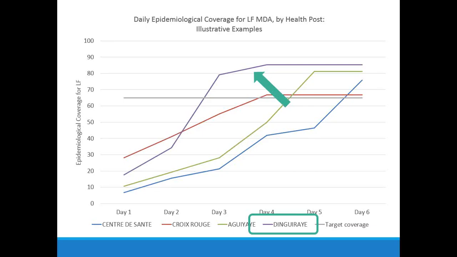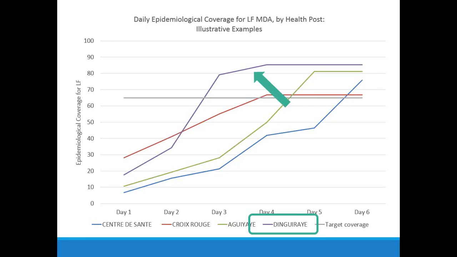But if you take the example of Aguillaï in green, and also the example of Centre de Santé in blue, we had problems there, but we had a specific package for that. We increased the number of drug distributors. We also strengthened the supervision. And we even called the Ministry of Health at the higher level to be sure that they would sensitize the authorities of those regions to be sure that they would reach the activity. So it was very difficult.